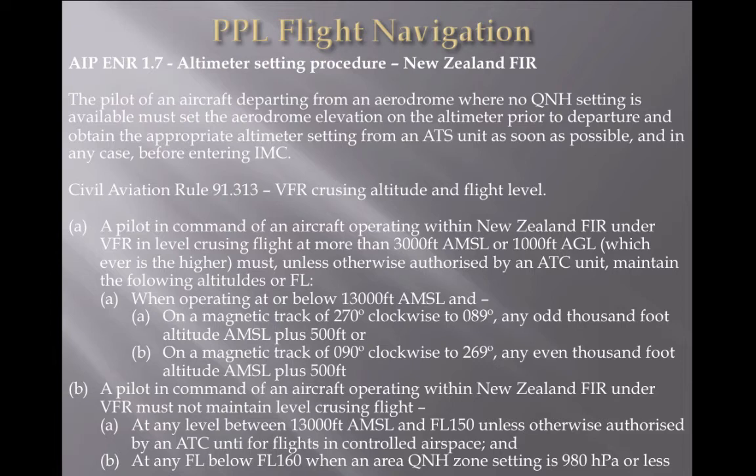or on a magnetic track of 090 clockwise to 269, any even 1,000 feet altitude AMSL plus 500. A pilot in command of an aircraft operating within New Zealand FIR under VFR must not maintain level cruising flight at any level between 13,000 feet and flight level 150 unless otherwise authorised by ATC, and at any flight level below 160 when an area QNH zone setting is 980 hectopascals or less.